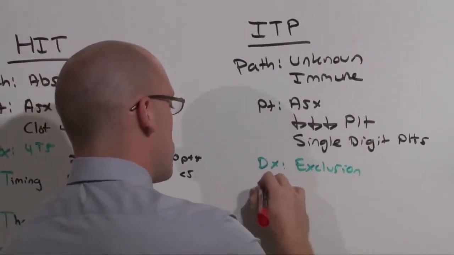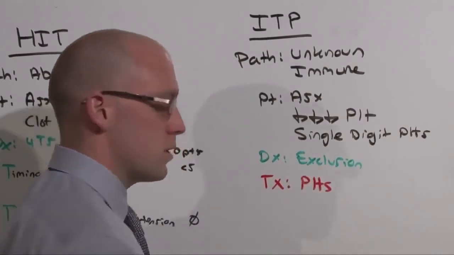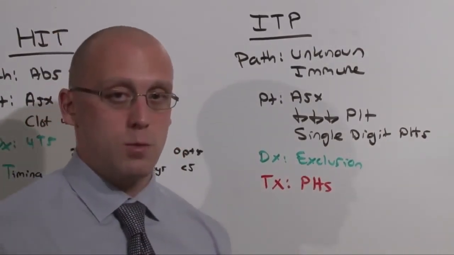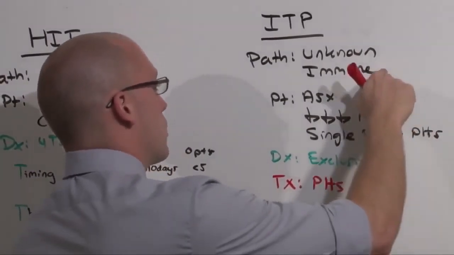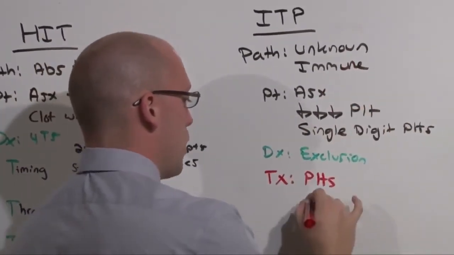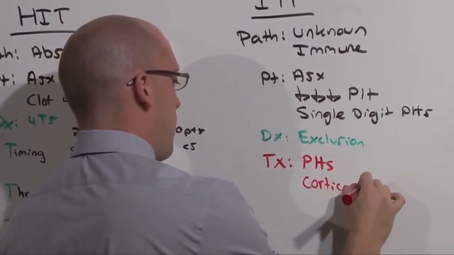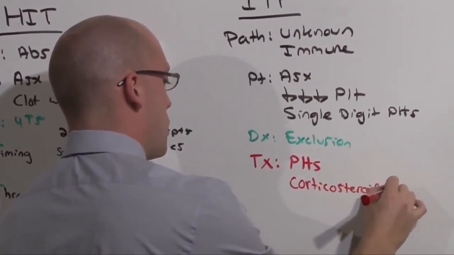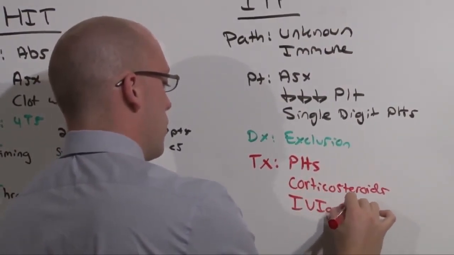So upon first presentation, you can consider giving them platelets until they've ruled out other diseases. Make sure it's not TTP, because platelets will make them worse. But to fix the condition, you have to reverse the immune component. To do that, you use corticosteroids. Acutely, you can give IVIG or Rogam.